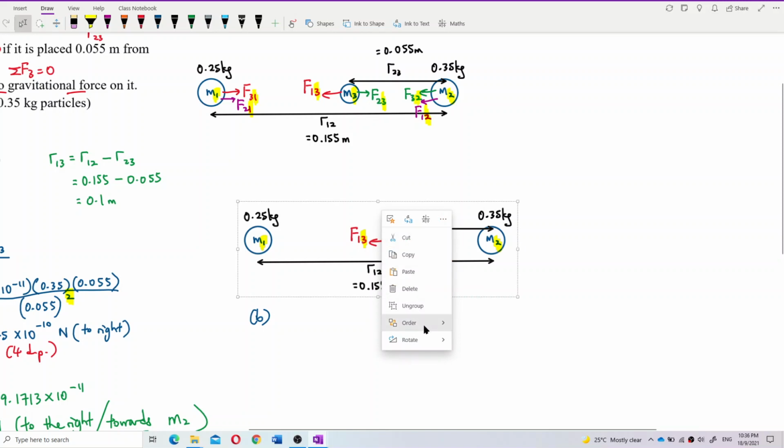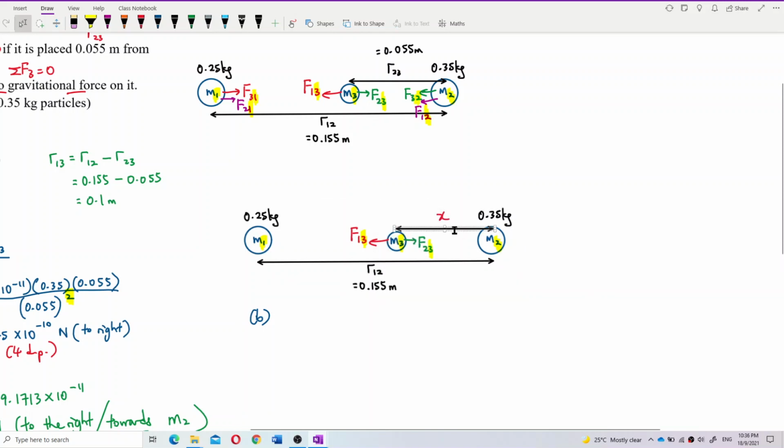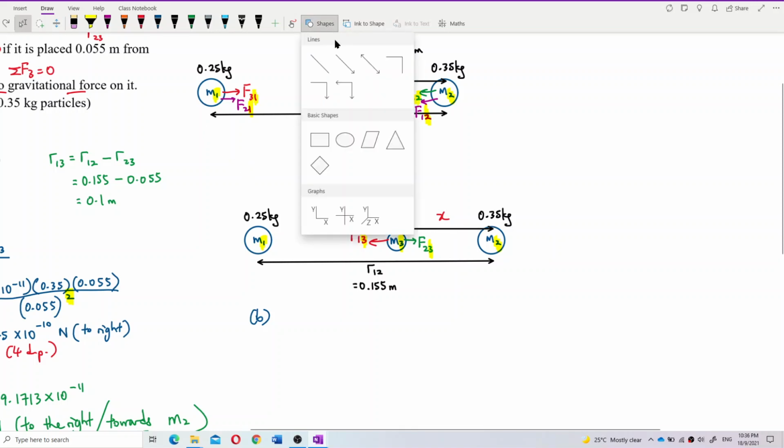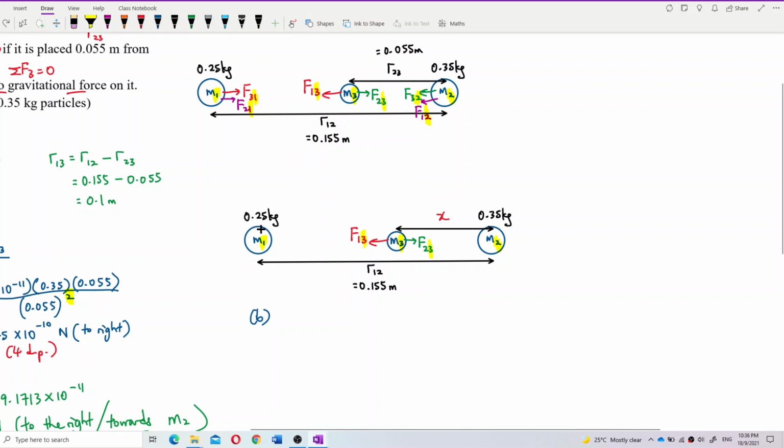Let me ungroup this first. I just want to put it over here. Oh, sorry. Let me see. So we don't know this one, so put it as black. We have x here. We don't know what this position is yet. We need to find out what x is. So this is x.